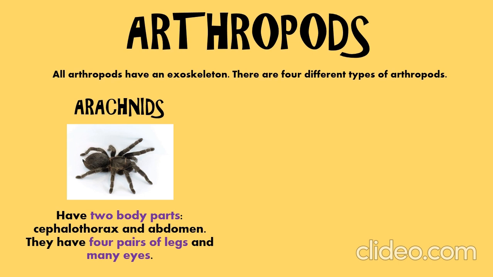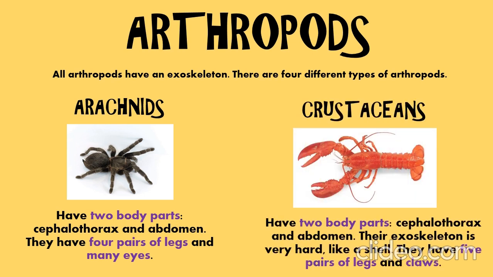And finally, inside the arthropods, we've got the crustaceans. Crustaceans have two body parts, the cephalothorax and the abdomen. Their exoskeleton is very hard, it's like a shell. They have 5 pairs of legs and claws. An example of a crustacean could be the lobster or the prawn.